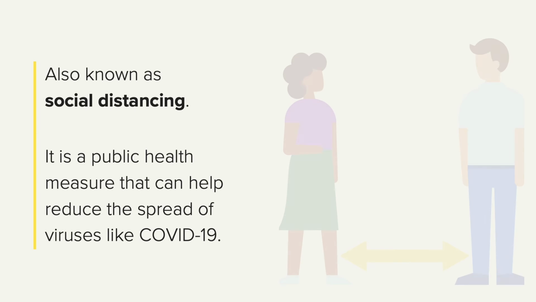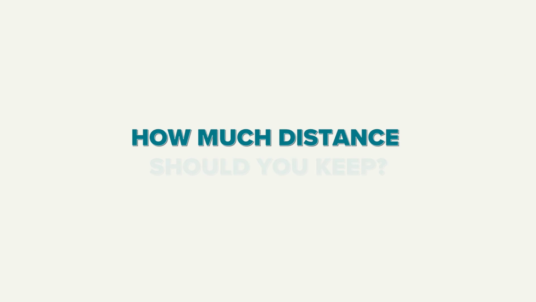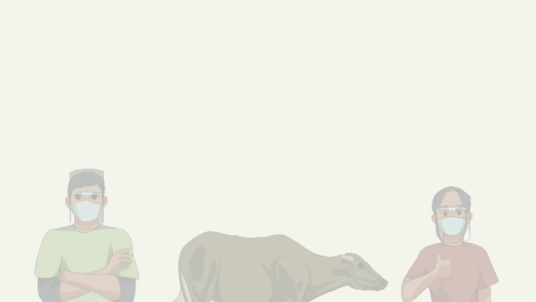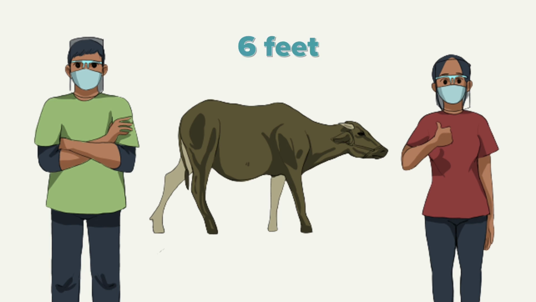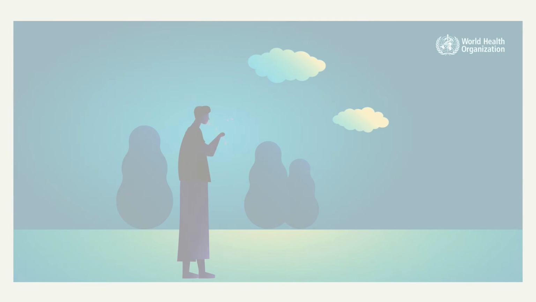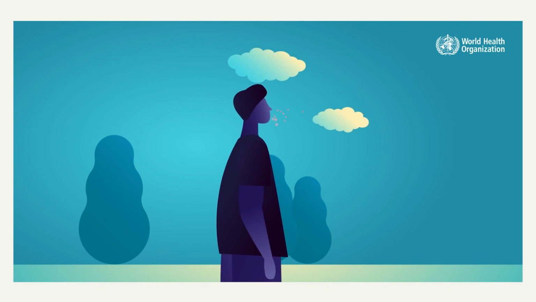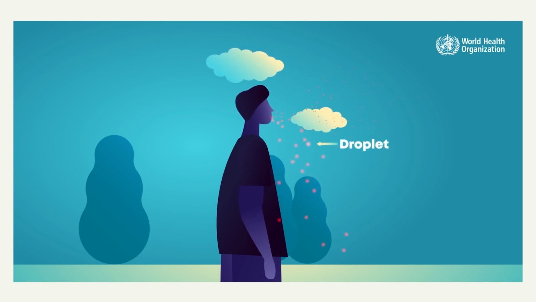Physical distancing, also called social distancing, is a public health measure that can help reduce the spread of viruses like COVID-19. How much distance should you keep? This means that we keep a distance of at least 6 feet from each other and avoid going to public places unless necessary. Why is physical distancing important? When a person coughs or sneezes, droplets of their spit or saliva can travel up to 6 feet before they land on surfaces or objects.